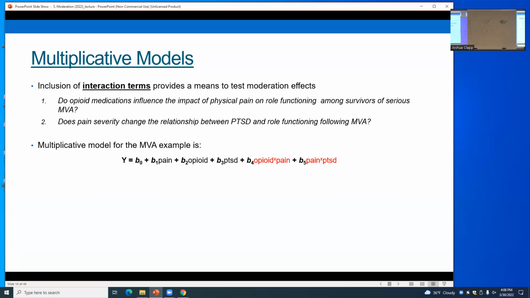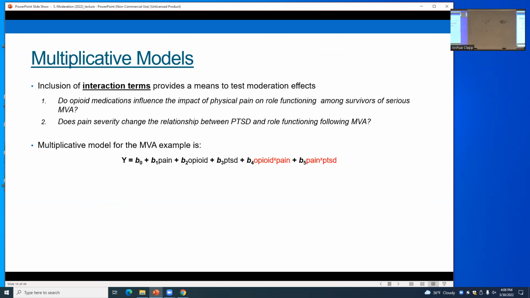Now, there are other interactions. I could have opiate use and PTSD, and I have a three-way interaction, right? But there's nothing that says that you have to have a fully factorial model in here. Generally, you're probably not going to want to do that unless you have a specific reason for going through that.